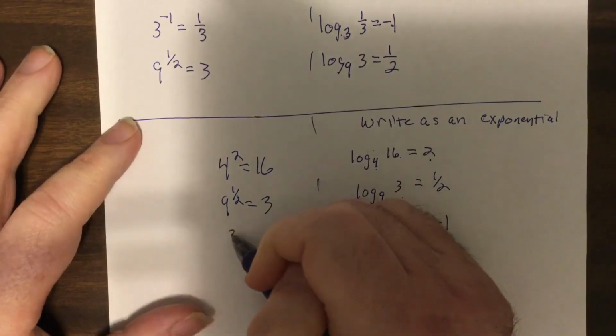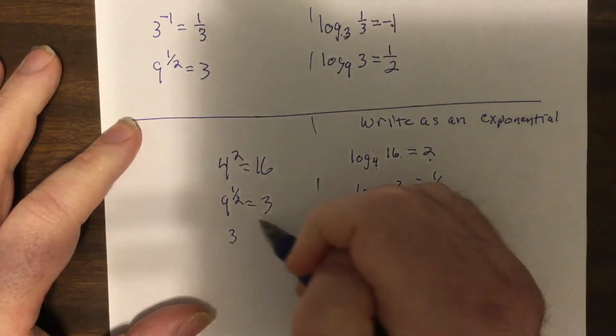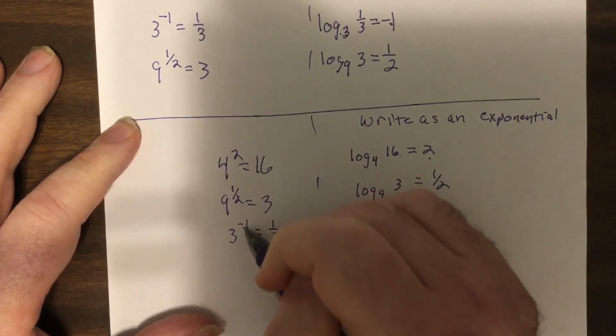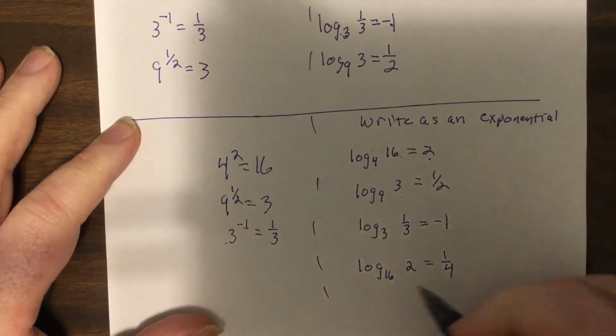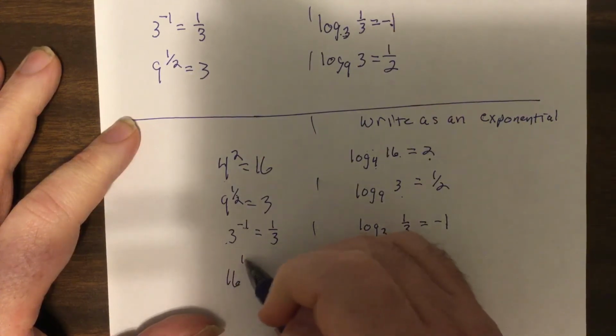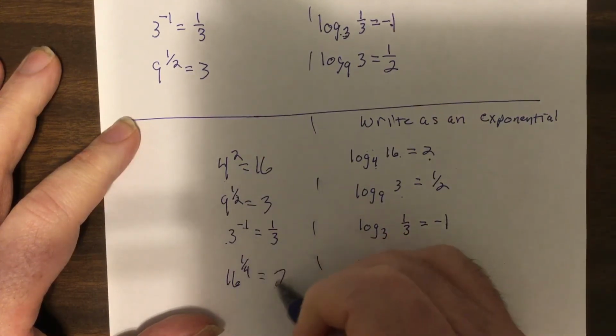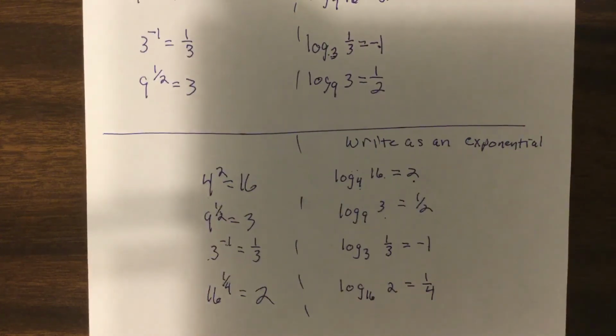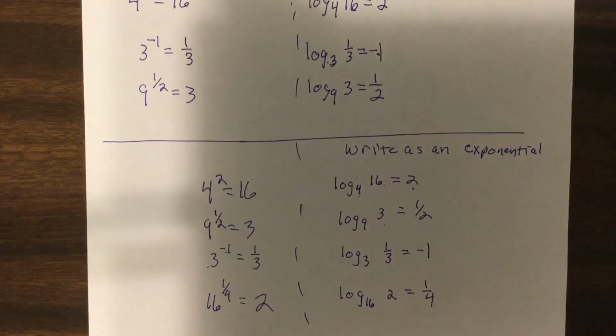Okay, so you go 3 to the -1 is 1/3. Negative means take reciprocal. 16 to the 1/4 is 2. So this lesson really is just getting used to logs. Just writing it from exponential and back and forth. So, okay.